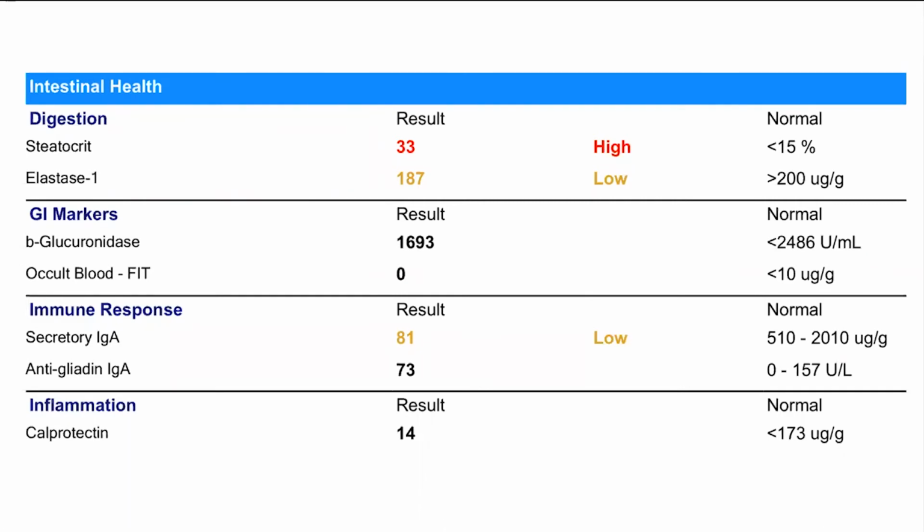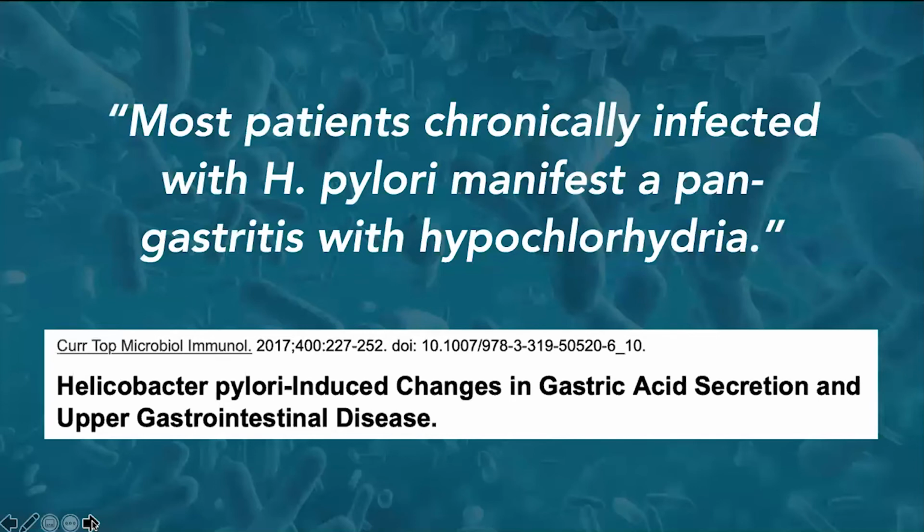Fortunately, we can get some additional insights by looking at the patterns of the microbes and what we know about certain microbes, such as H. pylori. So this is coming back to what I talked about, that this review article basically came to the conclusion that most patients chronically infected with H. pylori have gastritis and also hypochlorhydria. Not necessarily all. It's important to note not everybody that has H.